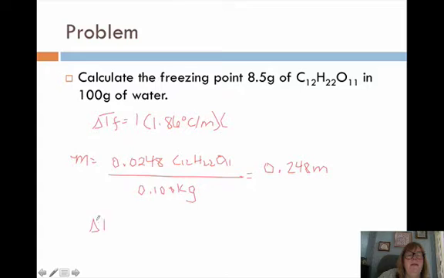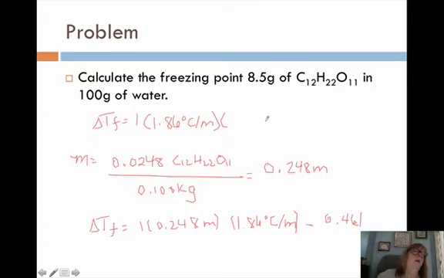Our freezing point will go down by 1 times 0.248 molal times 1.86 degrees C per molal. My answer is 0.461. So what is the freezing point of this solution? Water normally freezes at 0. It has now gone down by 0.461. And we know that freezing points go down, so our new freezing point is negative 0.461. The freezing point was lowered by the presence of a solute.